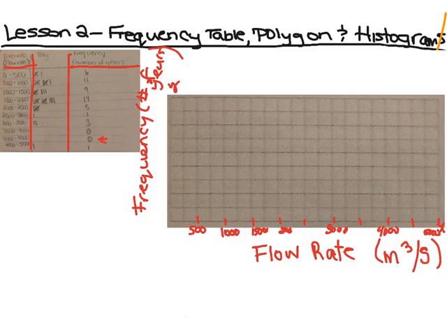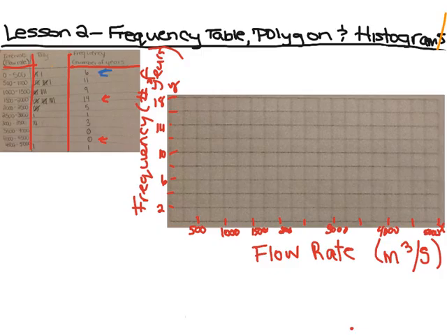So we're going to go up by 2s. So 2, 4, 6, 8, 10, 12, 14, 16, 18. Now we are going to draw in our information. So from 0 to 500 we have 6.